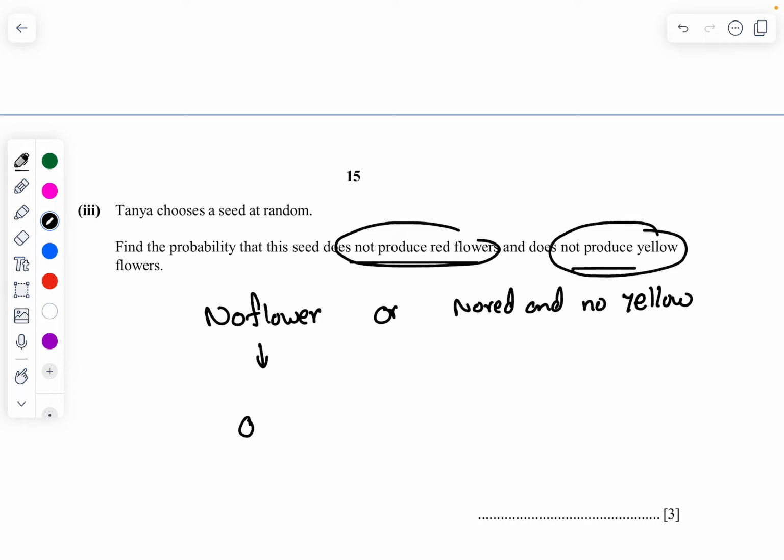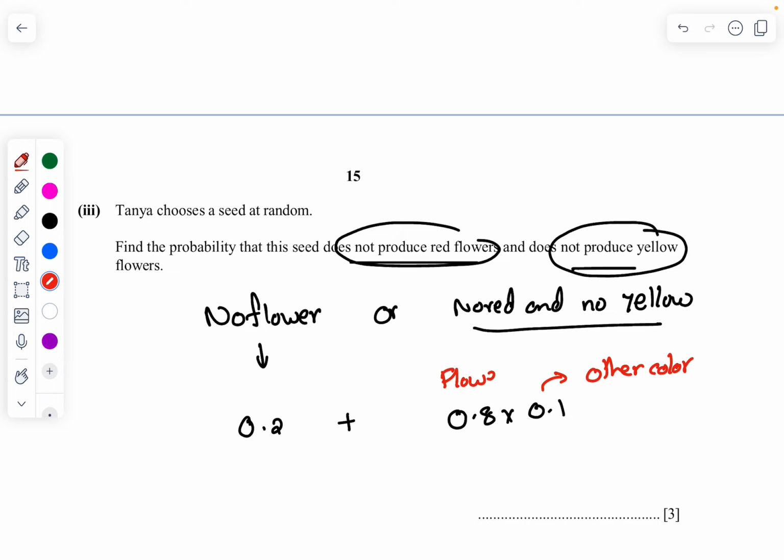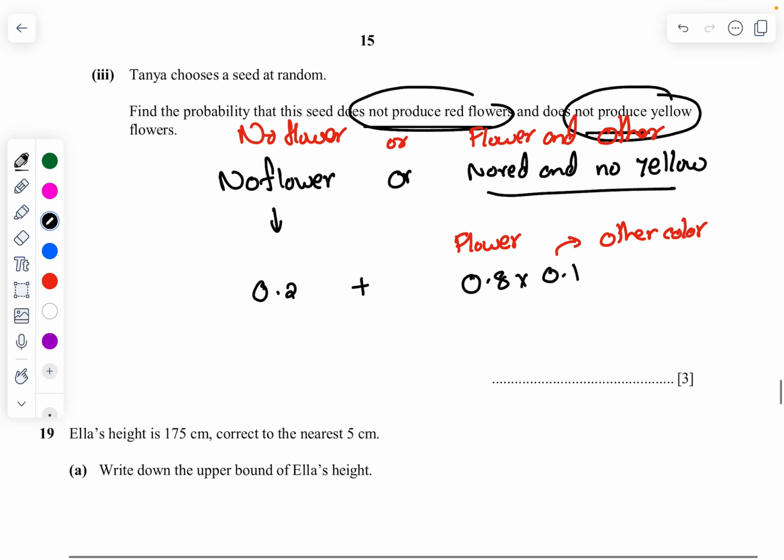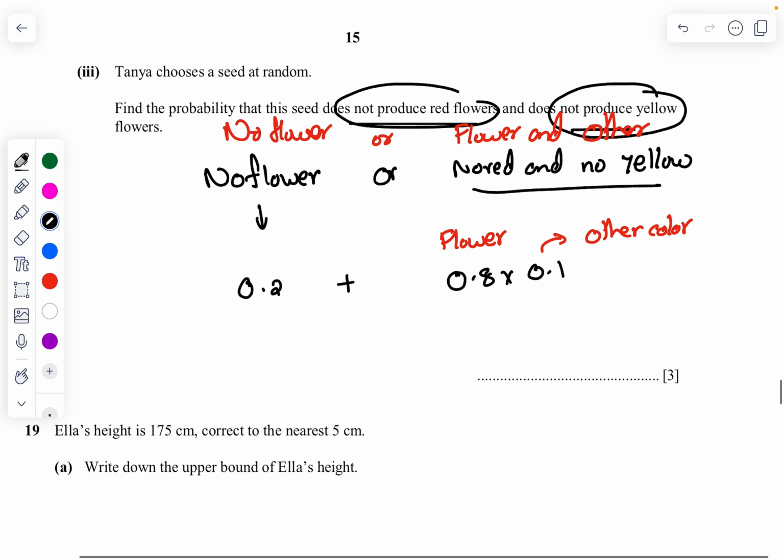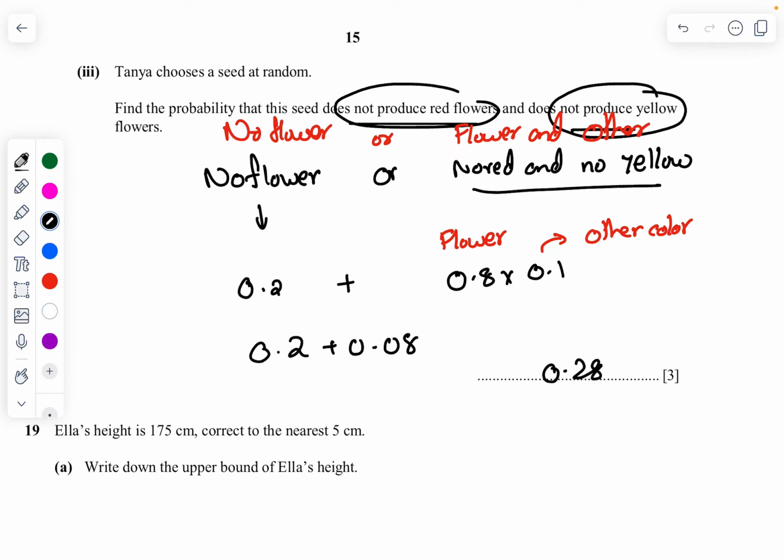No flower is nothing but 0.2, plus, first of all, it is producing a flower and no red and no yellow will be any other color. So there are two options: no flower, or flower and other color. So 0.2 plus 0.8 times 0.1, which is 0.2 plus 0.08, which is 0.28.